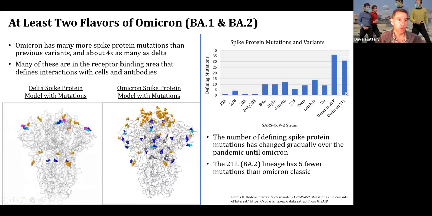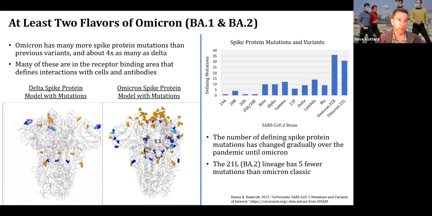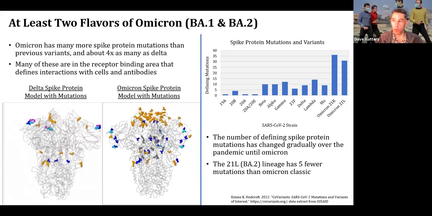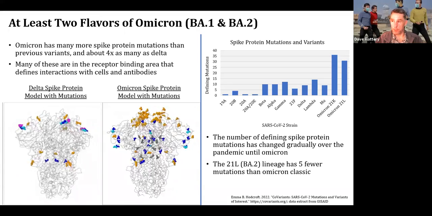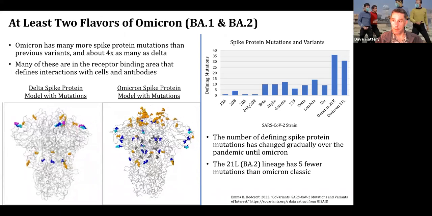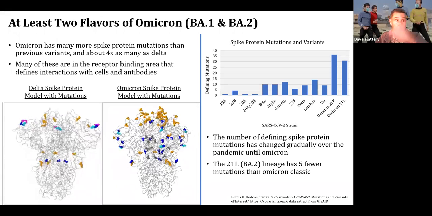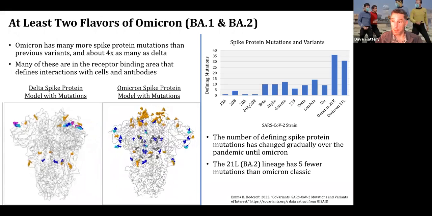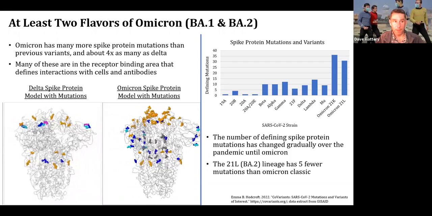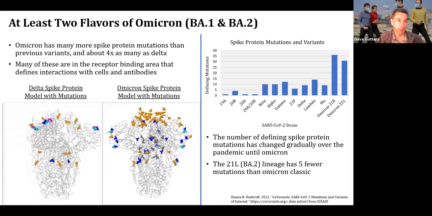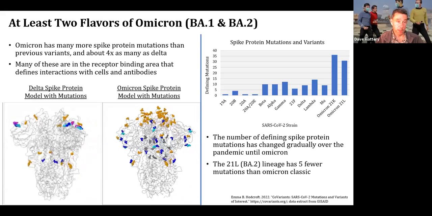21L, the BA.2 newer version of Omicron, has slightly fewer mutations than Omicron 21K, 5 fewer spike protein mutations, but still a markedly displaced level of mutation from all the other previous variants that gives it a very different behavior. I think we almost need to think of this as a very different kind of COVID. Almost think of it as a different disease.